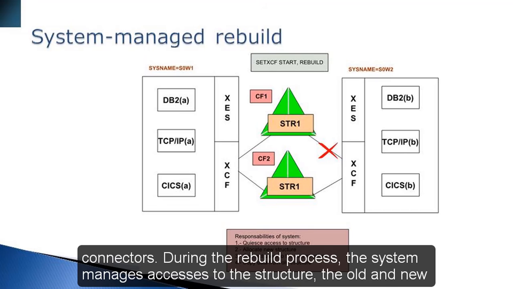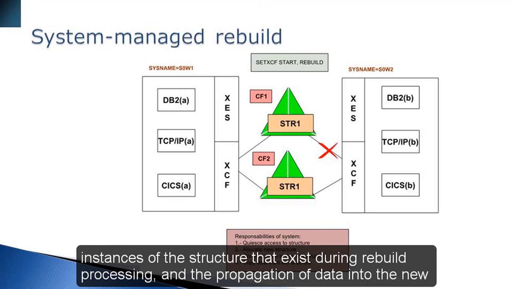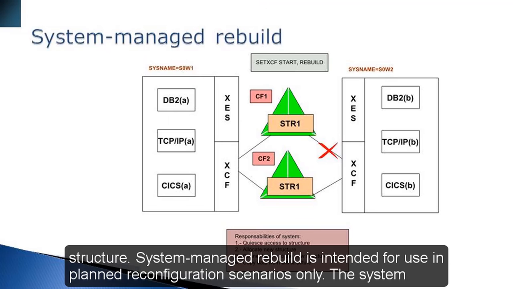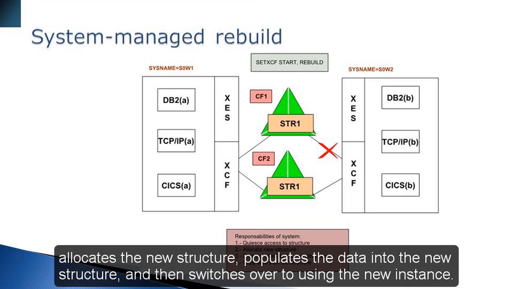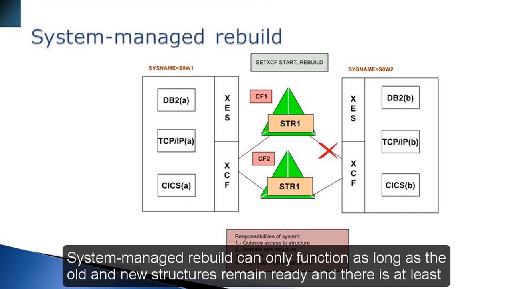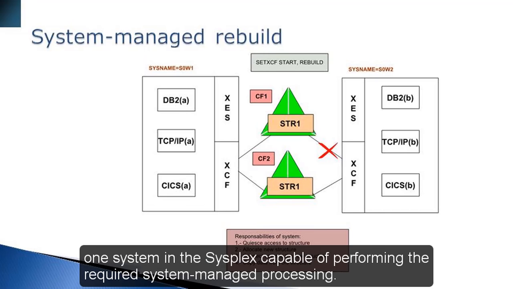During the rebuild process, the system manages accesses to the structure, the old and new instances of the structure that exist during rebuild processing, and the propagation of data into the new structure. System-managed rebuild is intended for use in planned reconfiguration scenarios only. The system allocates the new structure, populates the data into the new structure, and then switches over the use to the new instance. System-managed rebuild can only function as long as the old and new structures remain ready and there is at least one system in the Sysplex capable of performing the required system-managed processing.